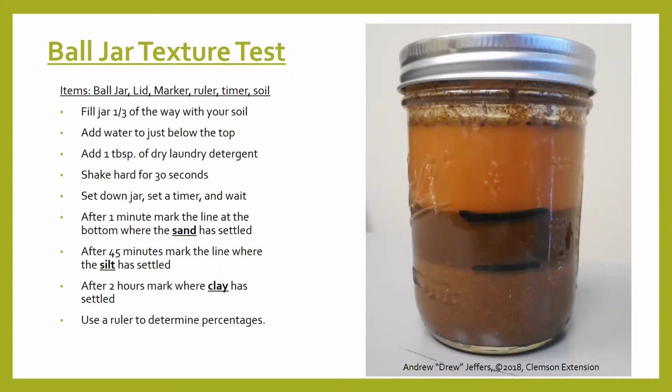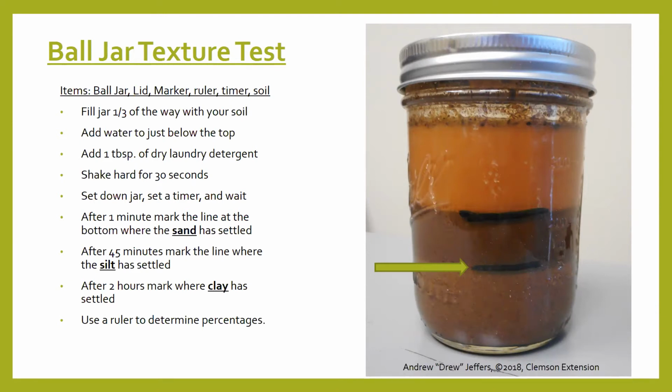And then you shake the jar really hard for 30 seconds, so the water in your soil turns into a muddy slurry. You set the jar down, and then you set a timer. After 1 minute, you'll be able to mark the line at the base where the sand has settled. Sand being the largest particles will settle first. So you'll take, say, a Sharpie marker and mark that line where the top of the sand is.